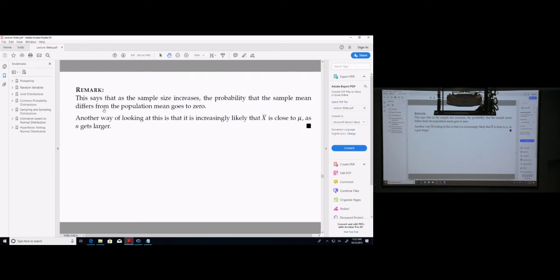Okay, but let's have a remark first. This says that as the sample size increases, the probability that the sample mean differs from the population mean goes to 0. Another way of looking at this is that it is increasingly likely that X bar is close to mu if your sample size is getting larger and larger. Okay, so to estimate the mean of a population, a very good candidate is the sample mean, and it enjoys this property. And in fact, something stronger can be said.